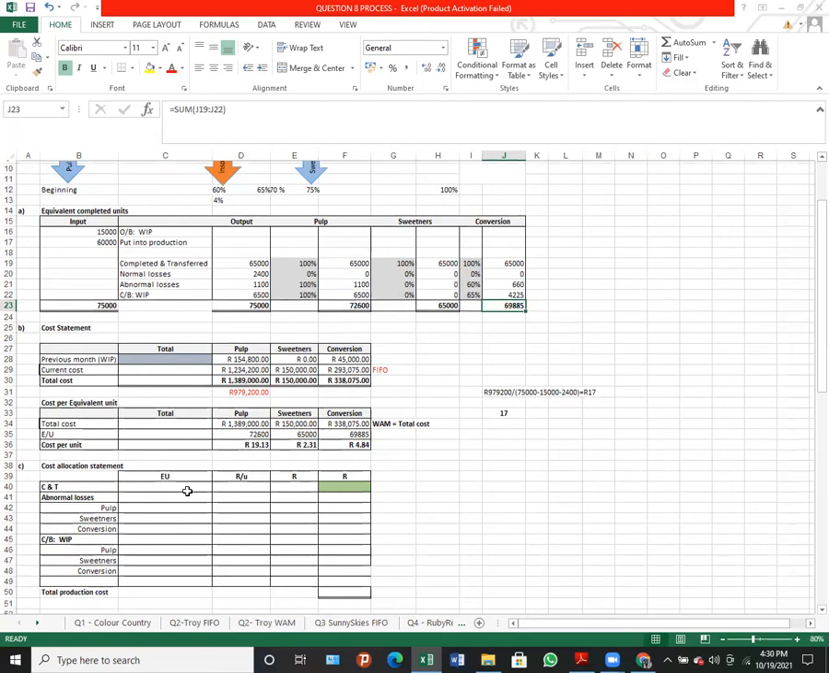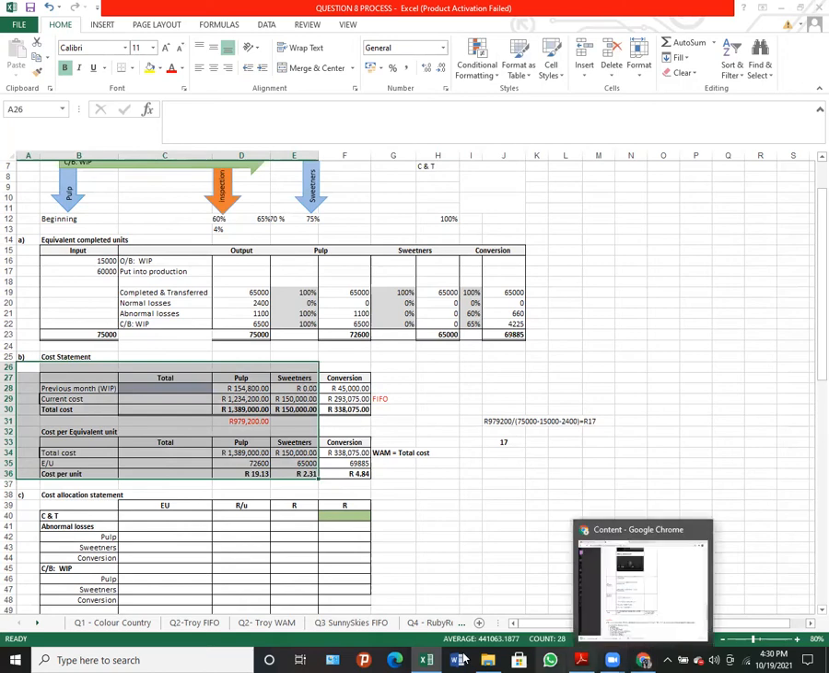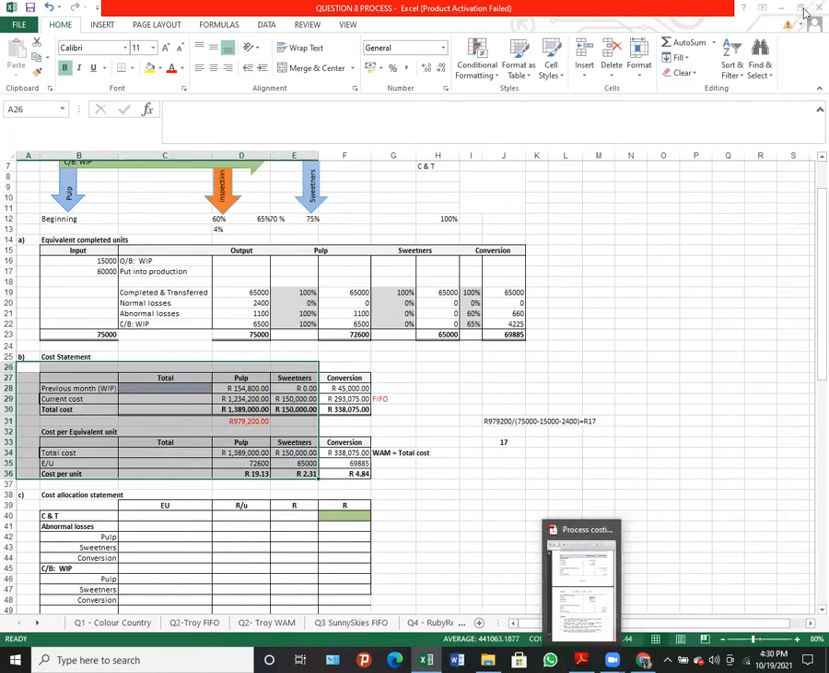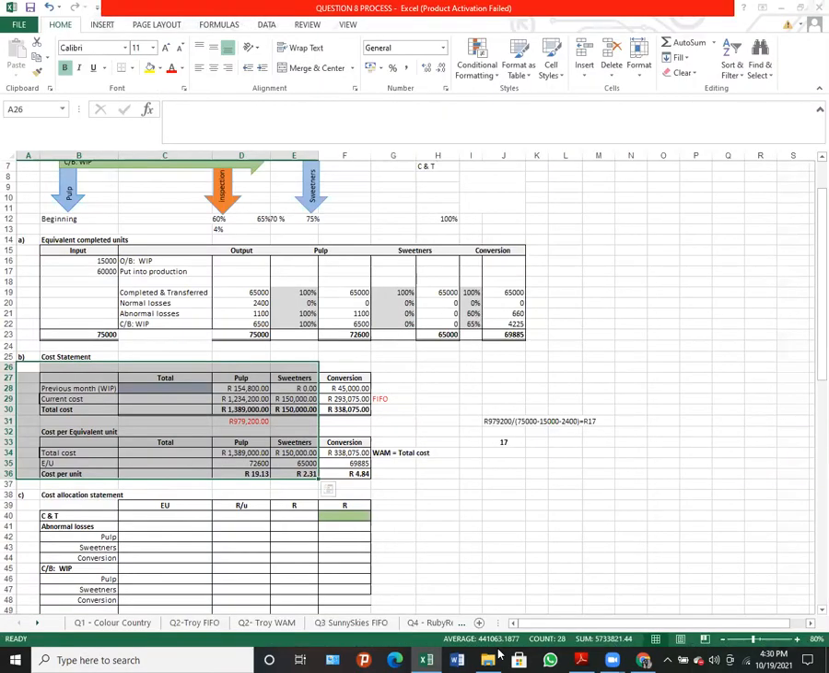Now, guys, we're going to do what? Cost allocation statement. Ne? Here, guys, if you can see, is number B. Let's go to question. Let me go to question. Okay, we're still on question A, guys. We're still on question A. Let me check. We're remaining with 7 minutes, guys. Let me go here, guys.